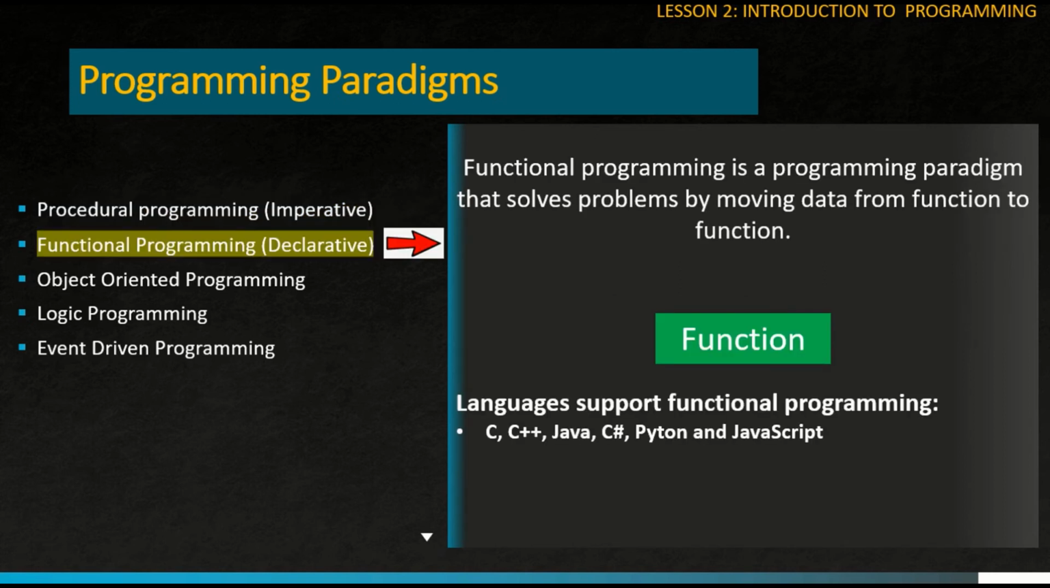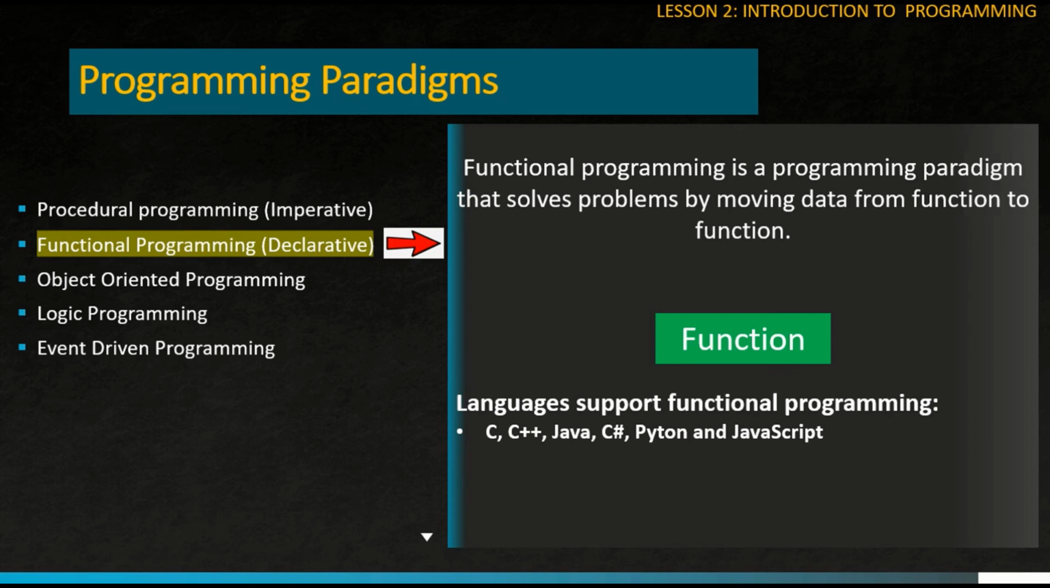Functional programming is a programming paradigm that solves problems by moving data from function to function. Here the term function, in programming context, could be new to you at this stage. But when you program, you will learn to write your own functions. A function is basically a piece of code that can run independently and perform a single task. For example, you can write a function to find out if a number is odd, or even, or if the number is prime, or not.